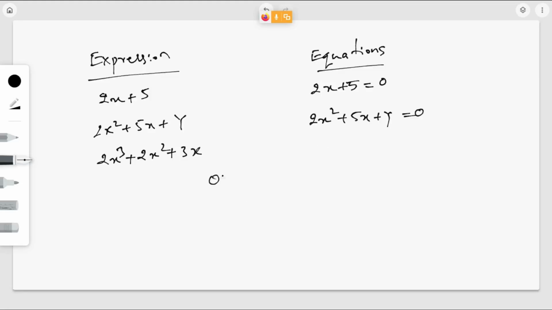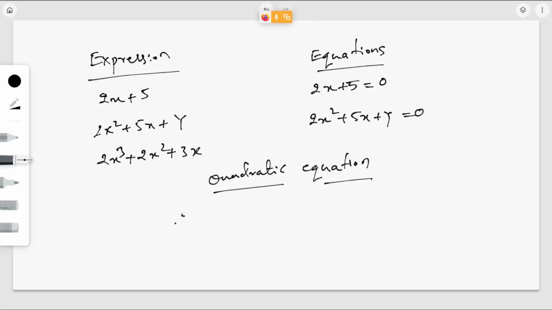So what is a quadratic equation? When you equate a quadratic polynomial, a quadratic expression, to 0, then you will get a quadratic equation.